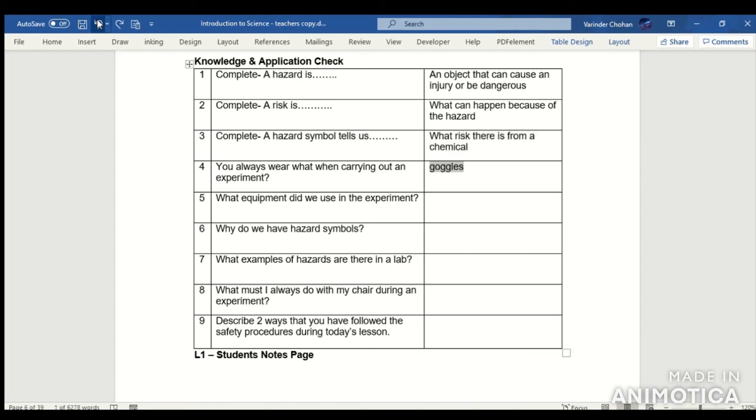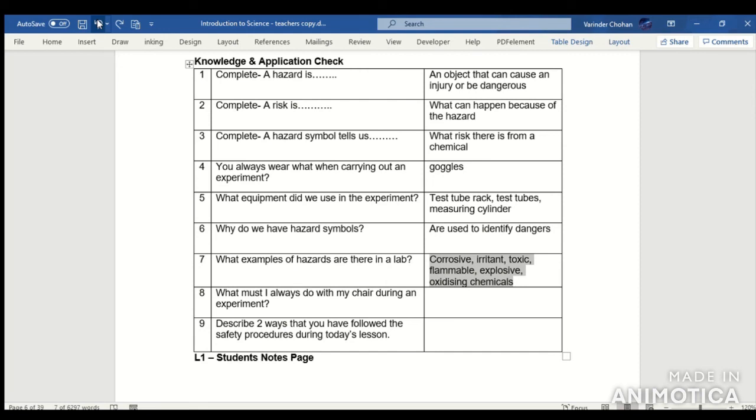Question 4. Goggles. Question 5. Test tube rack, test tubes, measuring cylinder. Question 6. Are used to identify dangers. Examples of hazards in a lab: corrosive, irritant and toxic chemicals. Question 8. Always tuck chairs under tables. Question 9. Wear goggles, tie back hair, listen to the teacher.